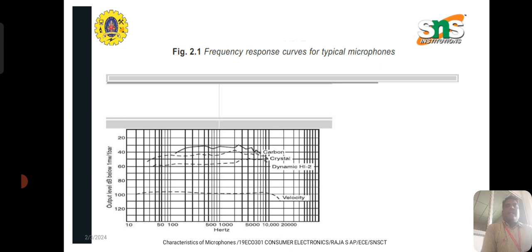So if you see this figure, the frequency curves are drawn by taking the frequency on the x-axis and the output level in decibels on the y-axis. So these graphs show how individual microphones operate at various frequencies.